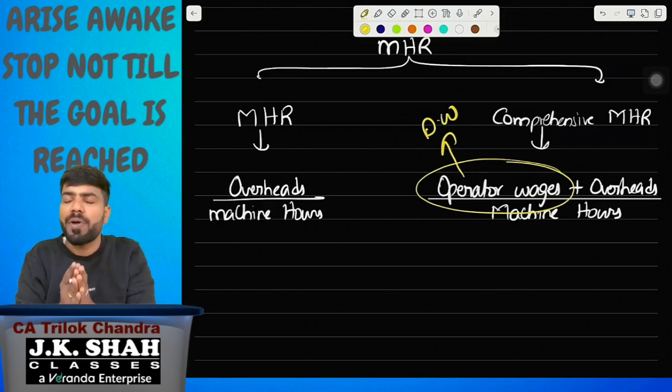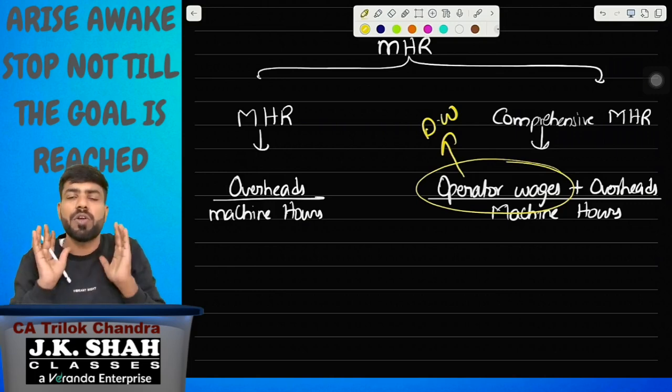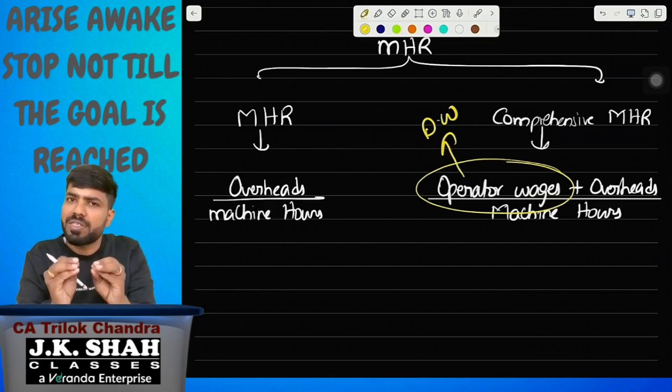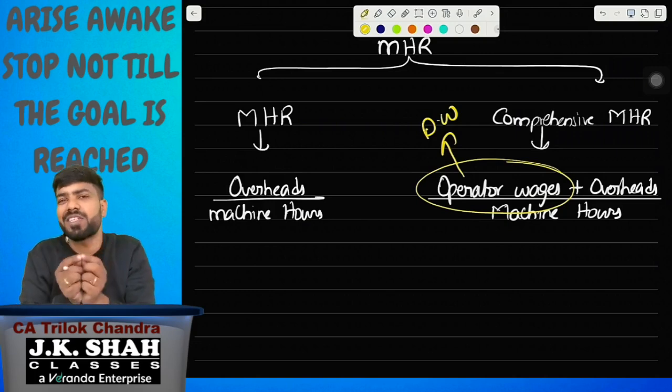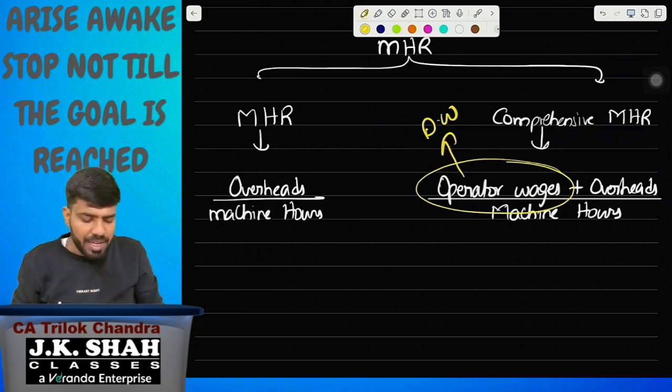There is nothing else apart from this in this concept. Very simple concept. The only task is solving the questions. Very simple questions are given in the material also. I am going to do one question which has some little adjustments, which will be very helpful for you. Okay, now look at this.